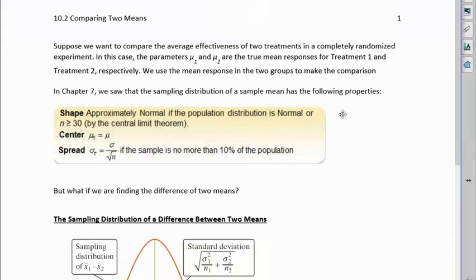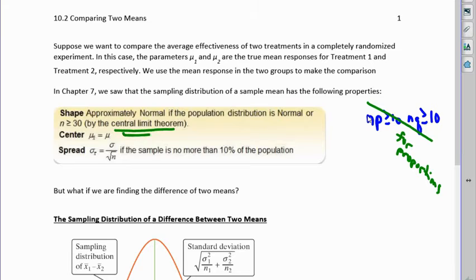We'll be comparing means, and so we have to remember that our procedures are pretty similar to before, except that in the nearly normal condition, do not check n times p, n times q. That is for proportions, and we are not using proportions here. We are using means, so we're thinking about the central limit theorem.